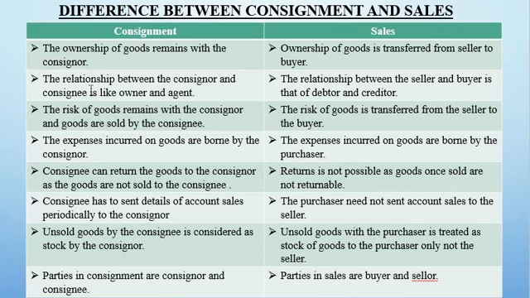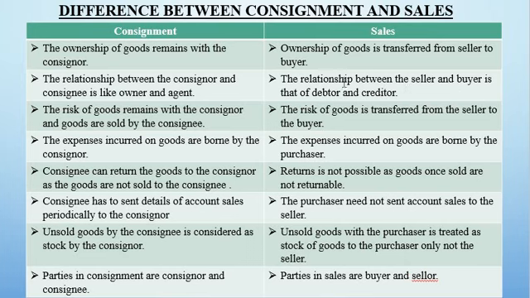Next, the relationship between the consigner and the consignee is like the owner and the agent. The owner is the consigner and the agent is the consignee. Whereas in case of sales, the relationship between the seller and the buyer is like debtor and creditor. The seller is the debtor, whereas the buyer is considered as the creditor.